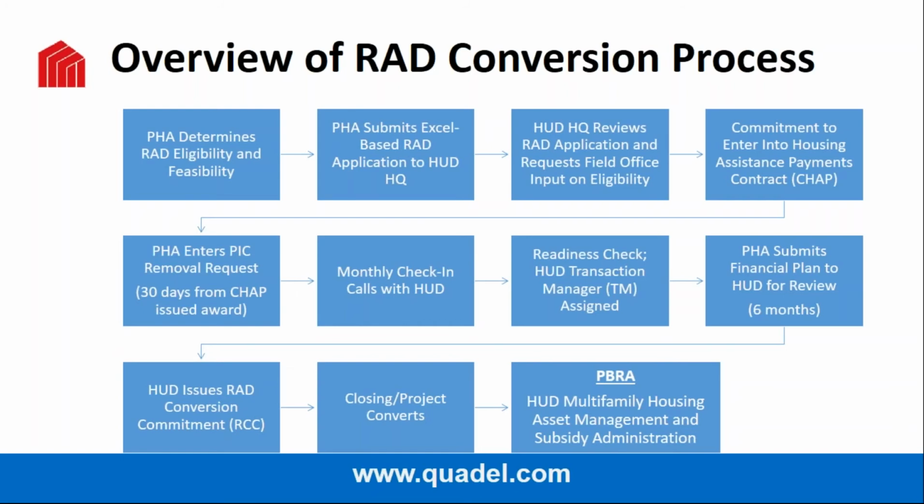It's important to note that within 30 days of issuance of the CHAP, the PHA must also issue, or the PHA selected lender must issue, and the PHA must accept a lender engagement letter, and that the PHA or owner financial plans must then be submitted to HUD for review and approval within 6 months or 180 days after issuance or receipt of the CHAP.